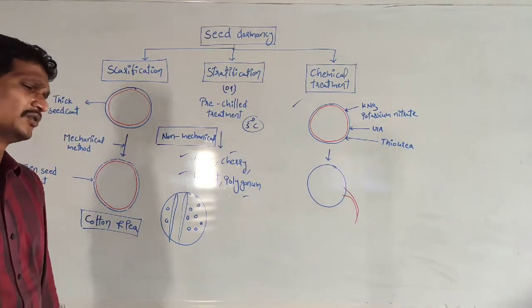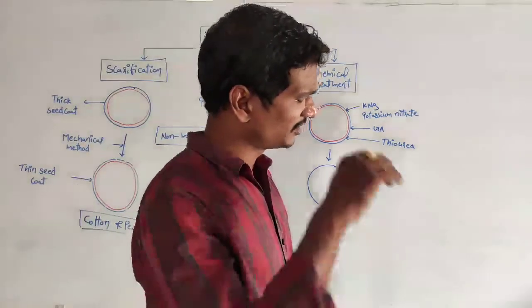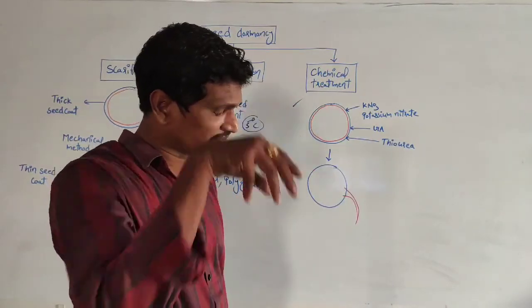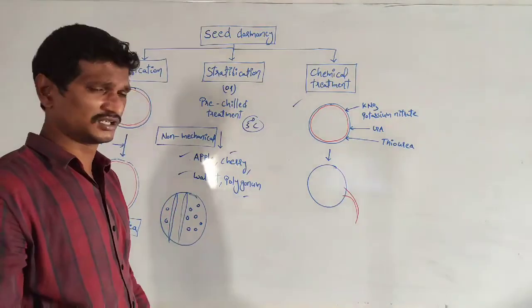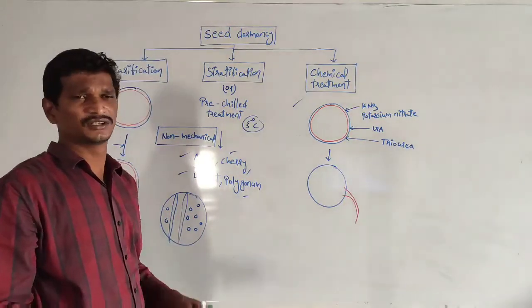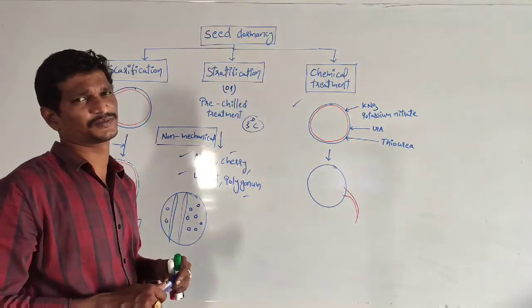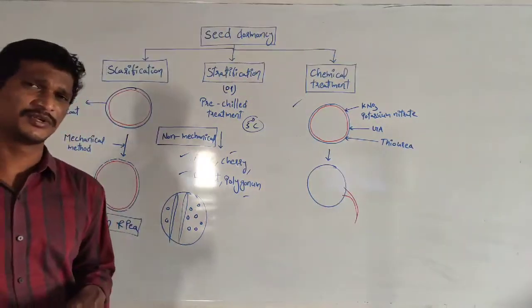In this chapter, only one topic remains: induction of flowering and different types of flowering plants. We'll discuss it maybe in the next class. Then this chapter will be completed, the phytohormone chapter will be completed.